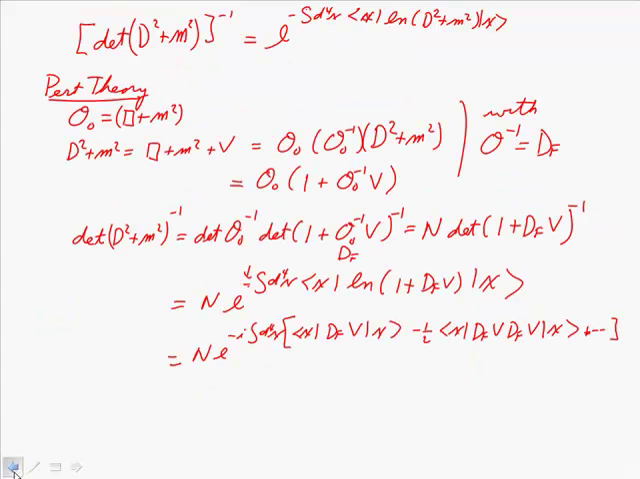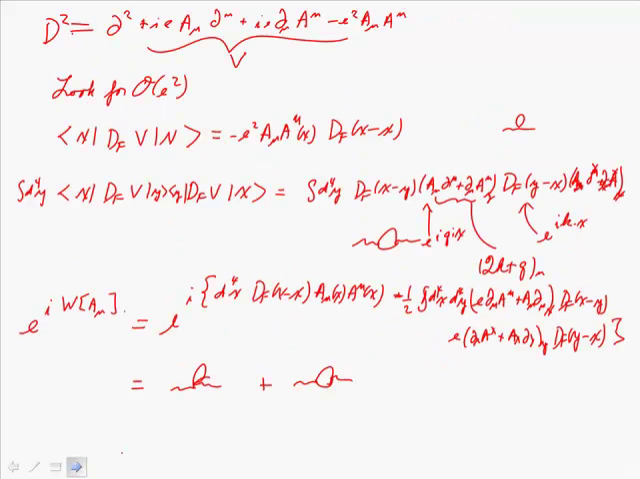The purpose of this was making sense of this funny beast, the determinant of d squared plus m squared, because we're going to end up using that. And here we make sense of it in perturbation theory, and it turns into normal functions and just regular stuff.